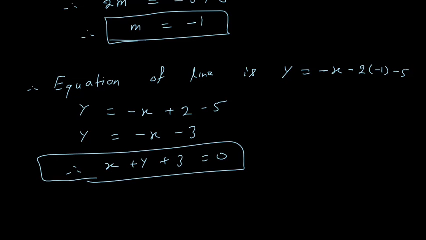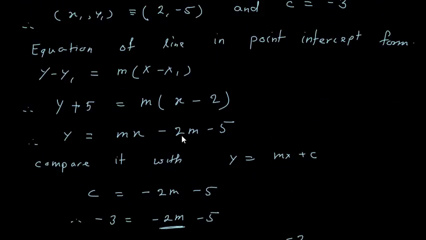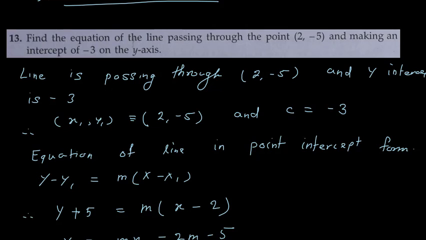Now we can solve this problem by one more method. Here c is given minus 3. Now c is given minus 3, that means it is a point whose coordinate is 0 comma minus 3. So this y-intercept is a point, it is 0 comma minus 3. Now we can solve this as a 2-point form.